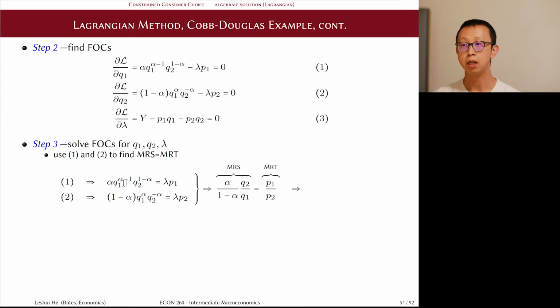By dividing the left hand side by the left hand side, the right hand side by the right hand side, the lambdas cancel out, and we end up with the tangent condition, where we have marginal rate of substitution equal to marginal rate of transformation.